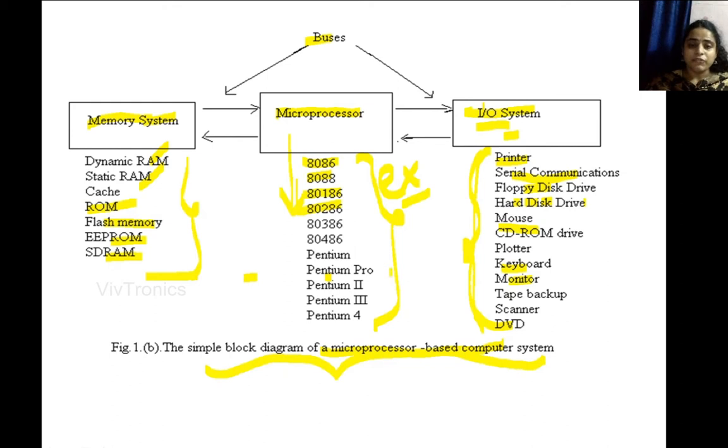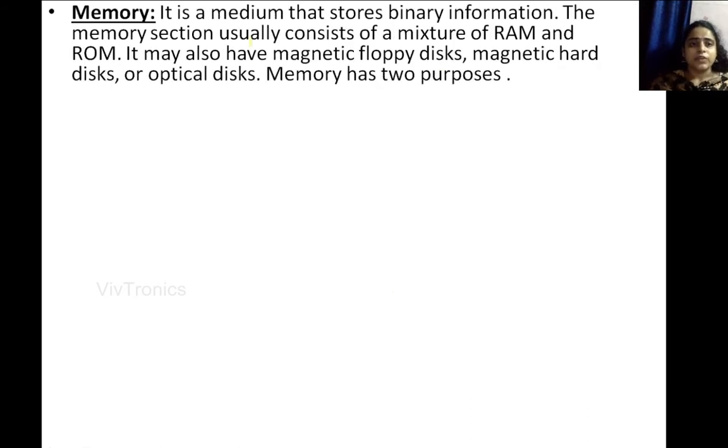Okay, with examples, all these together are called a microcomputer. Next we are going to see a few terminologies. The first one is memory. So what actually is memory? See here, it is a medium. Memory is a medium that stores binary information.